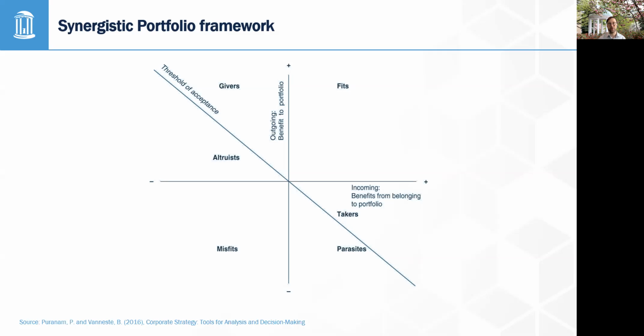So if Apple also benefits from the presence of Beats, that would be a fit because they would be in the top half and the right half, putting them in the top right corner. You could also have synergies that are more one-sided. Perhaps one side is realizing a cost in creating that synergy, and the other side is realizing the benefit.